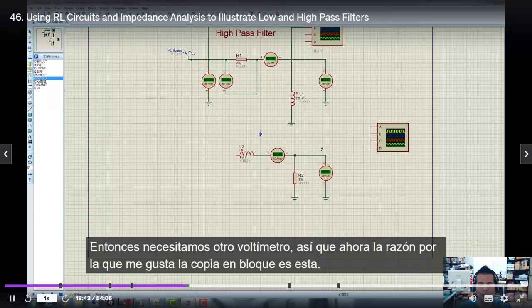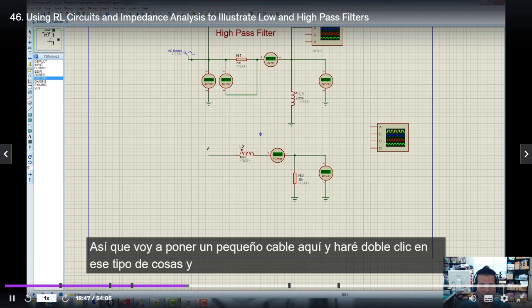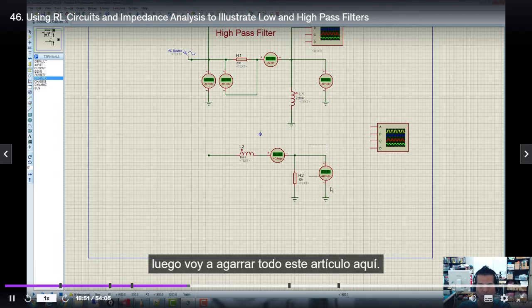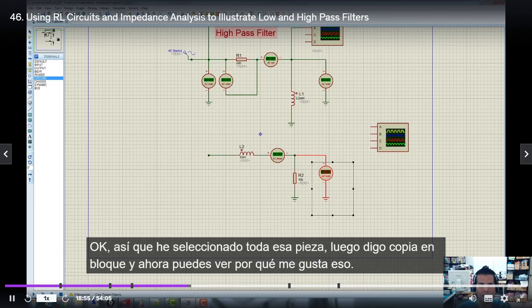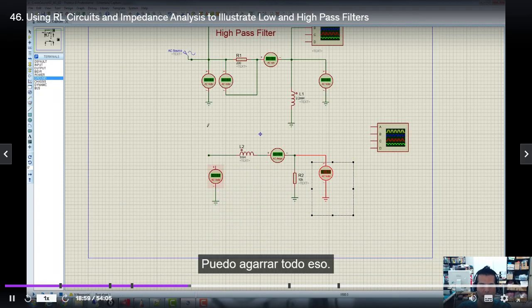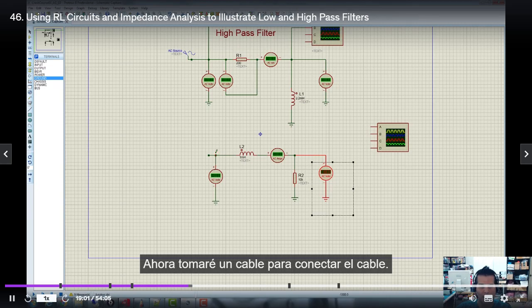So now the reason why I like block copy is this. I'm just going to put a little wire here, and I'll double click, and that kind of ends it. And then I'm going to grab this whole piece here. Okay, so I've selected that whole piece. Then I say block copy, and now you can see why I like that. I can just grab that whole thing. Now I'll take a wire, connect the wire.